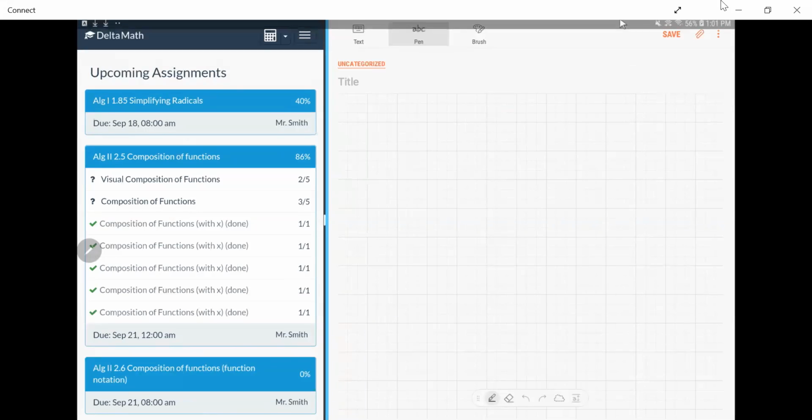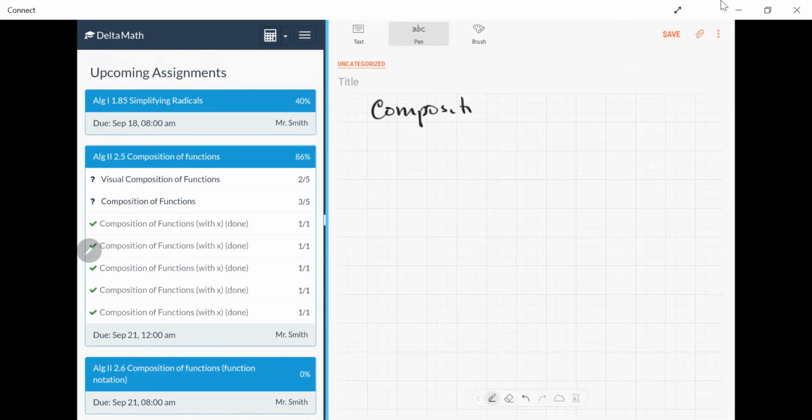All right, so we're going to talk about composition of functions today. Composition of functions is a pretty simple idea.